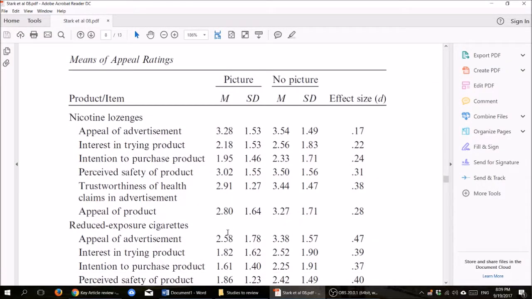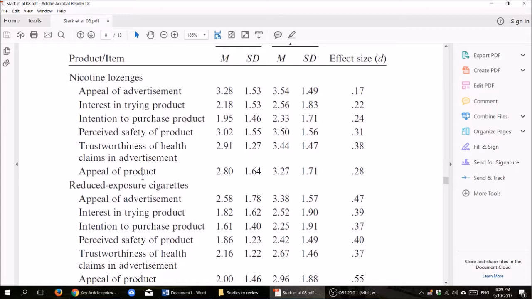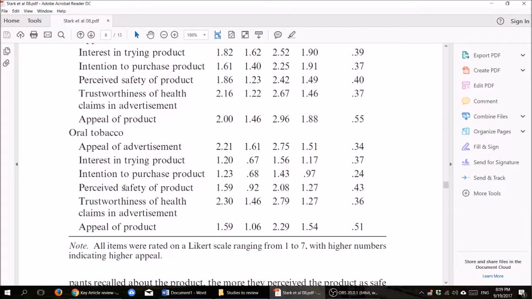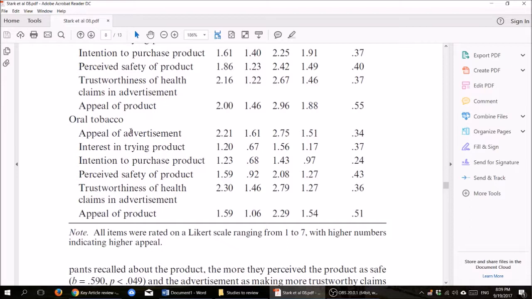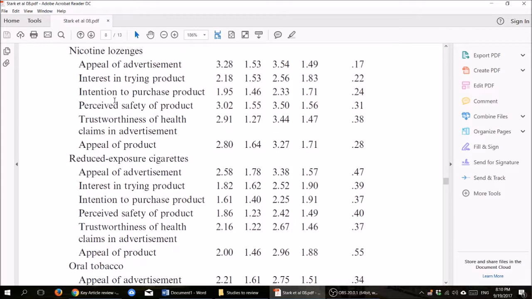Those numbers are dependent variables. So you see appeal of advertisements, interest in trying products. Each one of them is a dependent variable, so there are a lot of them. Usually you don't see so many dependent variables. This study is a little bit special about that. With too many independent variables and maybe too many dependent variables, that is not necessarily a good thing. And that's why this study is a little bit special.